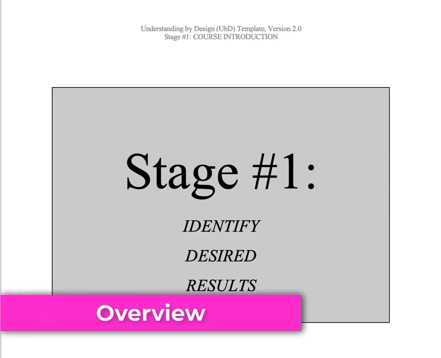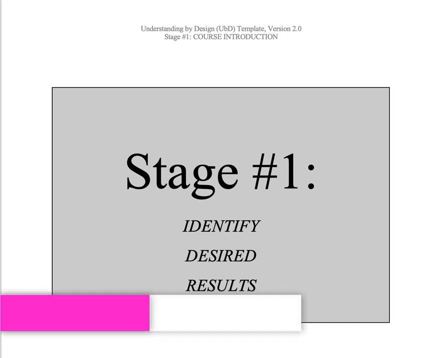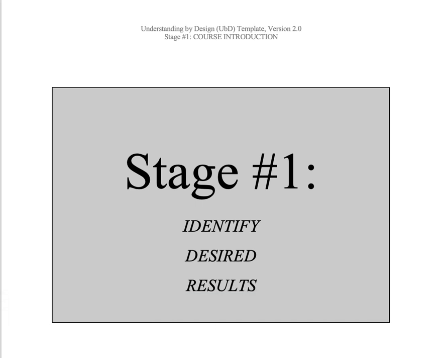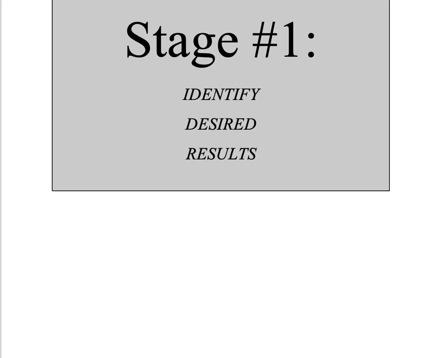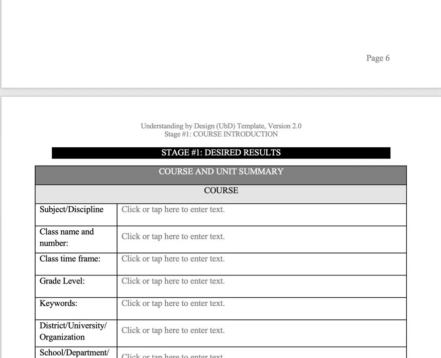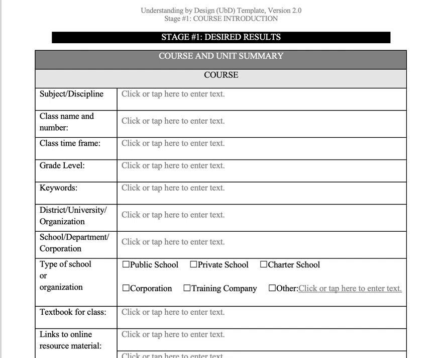Today I will show you how to complete the first stage of the Understanding by Design template. In Stage 1, you will be using a backwards design process to create a unit by first identifying the desired results you want your students to achieve. In the first part of the template, you will provide some information about what you plan to teach and who you plan to teach it to.